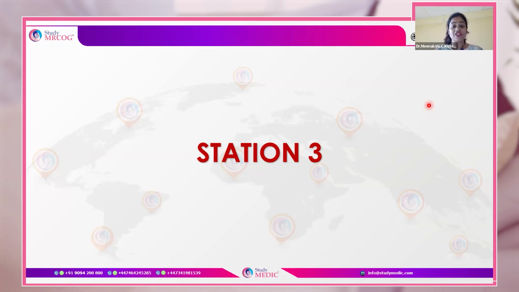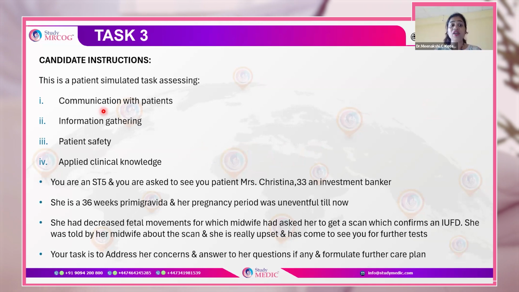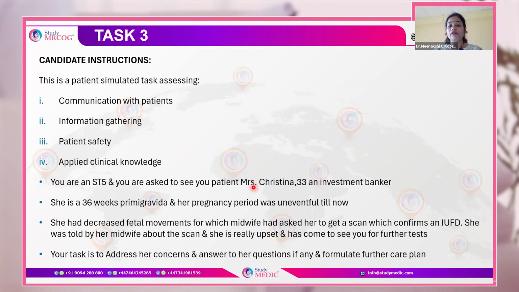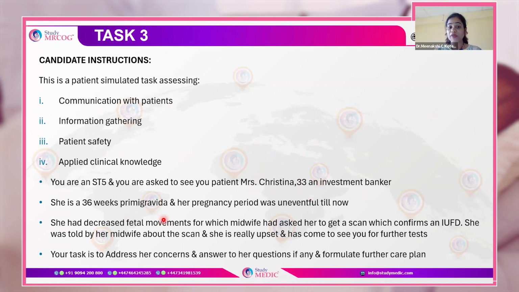The last and final station for today, which I've included, is about a 33-year-old woman who has come at 36 weeks and is diagnosed to have an IUFD. And there are the 4 domains that you're being marked upon. And here she is, Mrs. Christina, 33 years old, an investment banker, 36 weeks pregnant, and she's a low risk pregnancy.